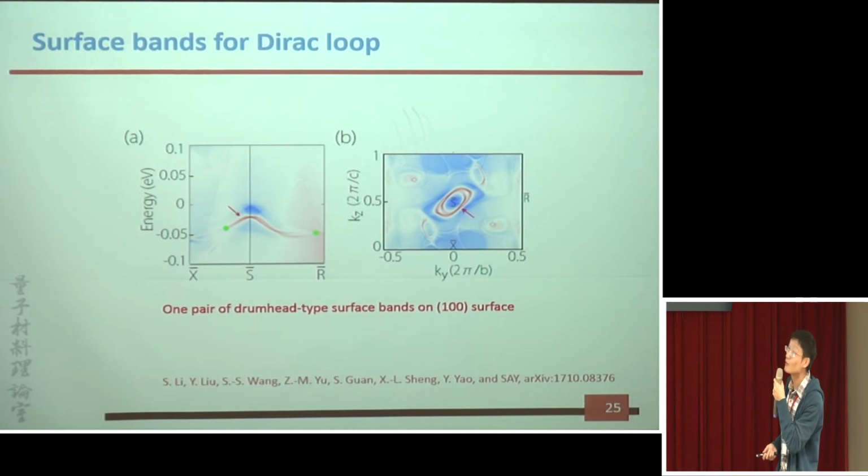The Dirac loop also has protected boundary states, surface bands. Usually people call them drumhead surface bands. Because this is Dirac, we actually have a pair of drumhead surface bands. You can see here, two bands. More clearly, see here, two bands.